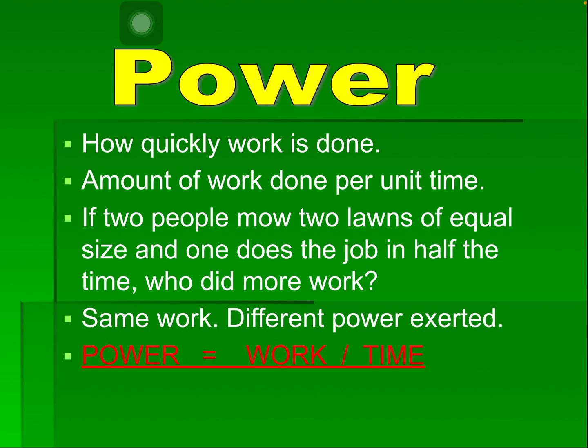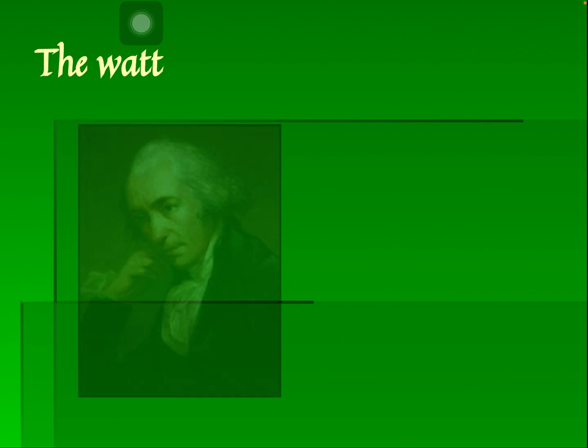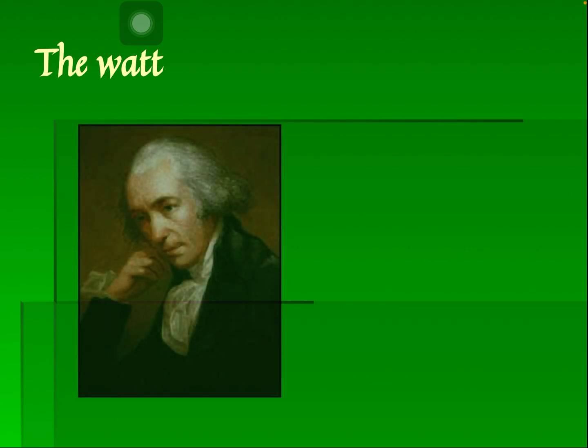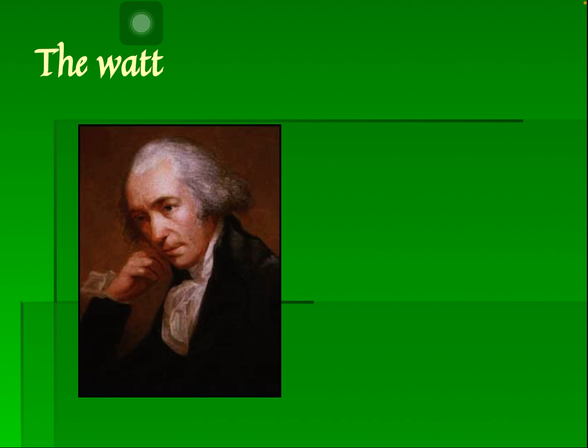So here's the formula for power. Power is equal to work divided by time. P equals W over T. Power equals work divided by time. Okay, power is measured in a unit called watts, W-A-T-T. And there's James Watt, the physicist for which the unit was named.